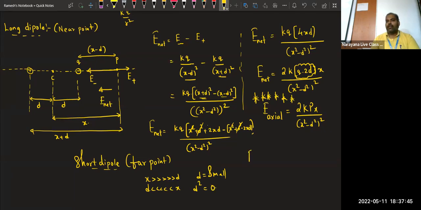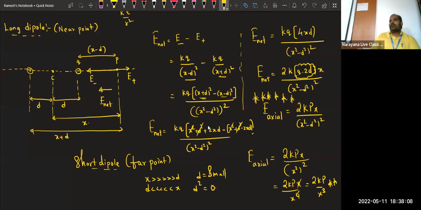So what can I write? Axial electric field equals how much here? 2kpx whole divided by how much? X power 2 power 2. So 2 into k into px whole divided by x power 4. X cancels out. 2kp by x cube is our another standard result. That is the axial electric field due to a short dipole, the most important thing.